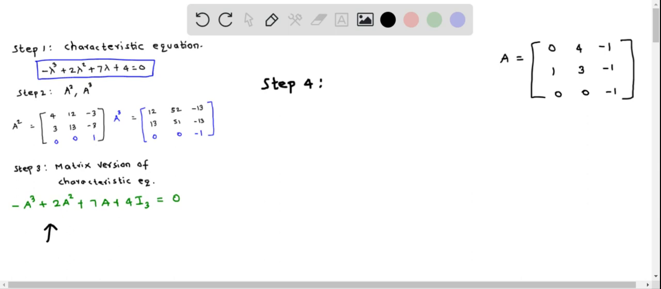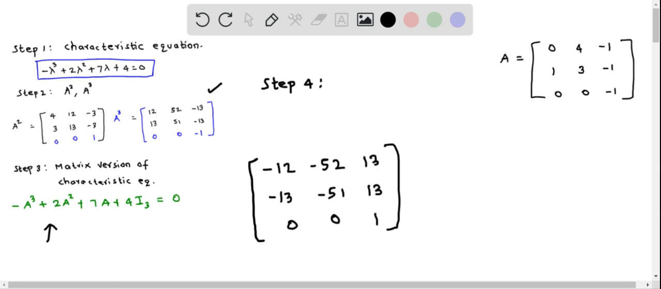step 3. So we first put negative A cube, that is negative of A cube, which is 12. In fact, I can write down every element in negative quantity. So I consider this A cube and I put the negative of each of the elements. So that is negative 12, negative 52, positive 13, then negative 13, negative 51, positive 13, 0, 0, and positive 1. So this is negative A cube.